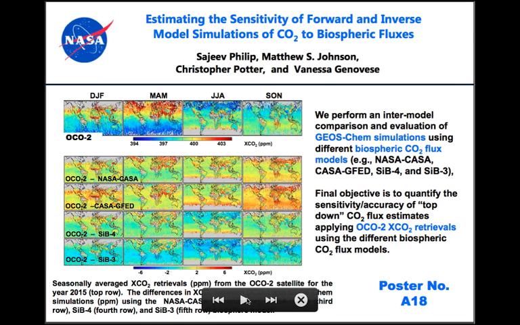Our main objective is to quantify the sensitivity of CO2 flux estimates to the underlying biospheric CO2 flux models. Here we have four forward model simulations using four different state-of-the-science biospheric CO2 flux models. Our results show greater than 5 ppm difference in XCO2 between OCO-2 and GEOS-Chem, which will have an impact on the top-down CO2 flux estimates.